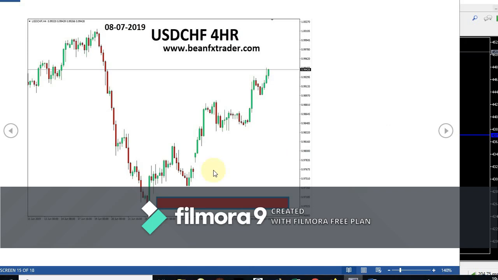Now let's look at USD CHF, 4-hour chart. You can see what happened. Price rose to this point, and then we have a doji, then a big engulfing bar, which signaled reversal at this point, and you can see what happened. Price dropped and met with a support here, but this support is a weak support. The support is not really too strong.